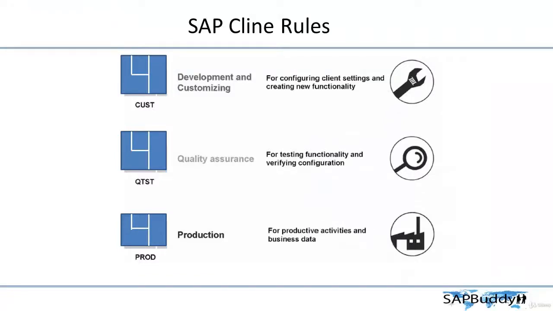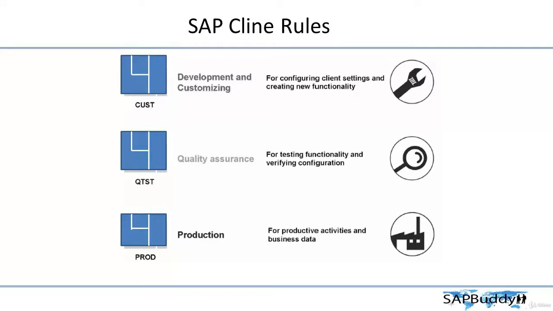So let us have a look into client roles. We use the SAP system for three different purposes: customizing, quality assurance or testing, as well as production. In customizing, we do the configuration of new functionality. In the quality assurance client, we do the testing, and the production client holds the actual productive data of your organization. The standard client tools fulfill the optimal minimum requirement for an SAP system.